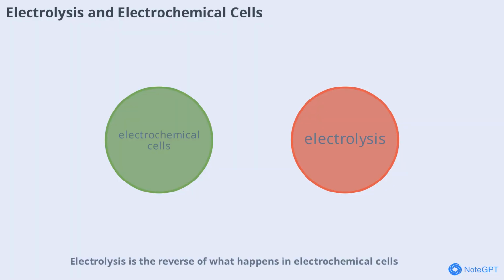Electrolysis is the reverse of what happens in electrochemical cells like batteries. In electrochemical cells, chemical energy is converted to electrical energy. In electrolysis, electrical energy is used to drive chemical changes. Understanding this relationship helps clarify the broader field of electrochemistry.